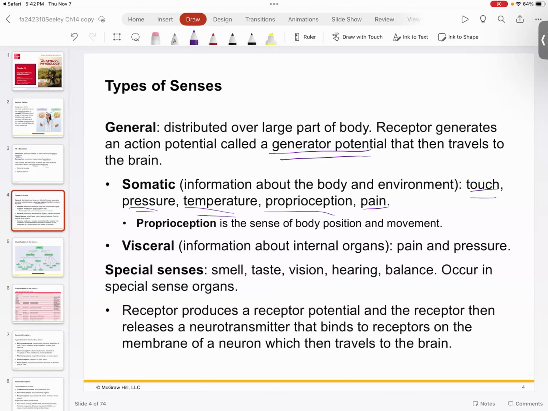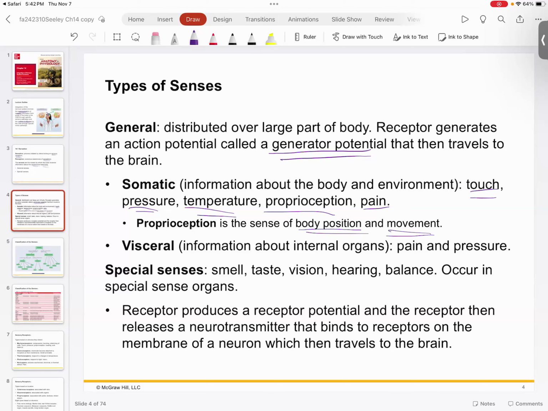Now, proprioception, the rest of these we know, right? Touch, we grow up with that one. Pressure, we grow up with that one. Temperature, certainly, and pain, of course. Oftentimes what most students have a hard time understanding is proprioception. Proprioception is a more abstract type of sense, but for lack of a better way to describe it, it's your awareness of body position and movement.